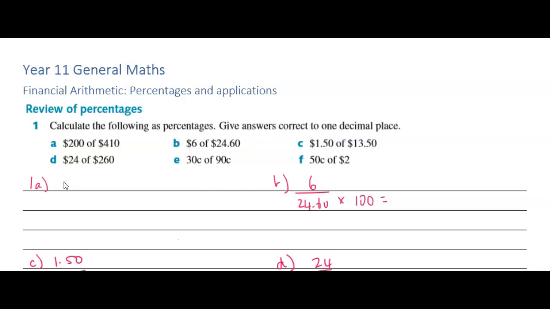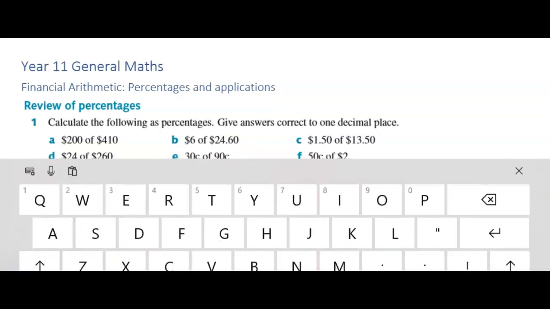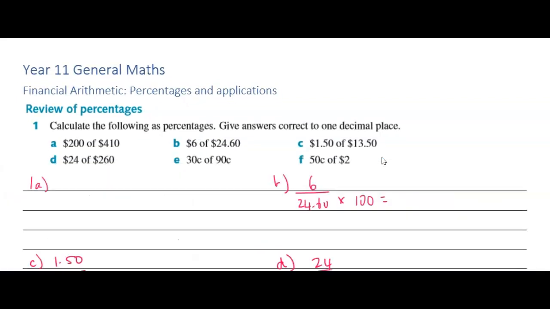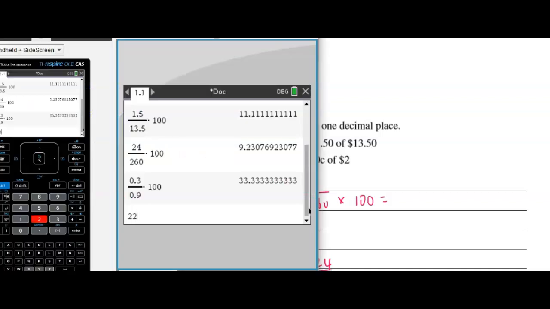So we take the amount we have. Sorry, I had the eraser on. So we've got 200 over 410, and we're converting it to a percentage. So we multiply it by 100, and then we just do that on the calculator. So 200 divided by 410 times 100.